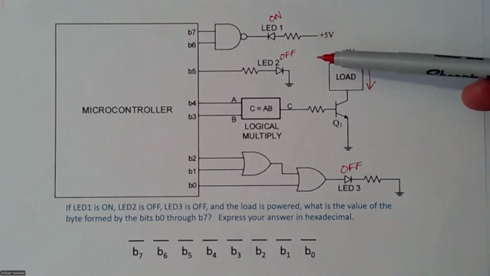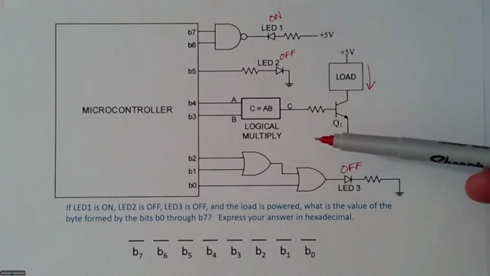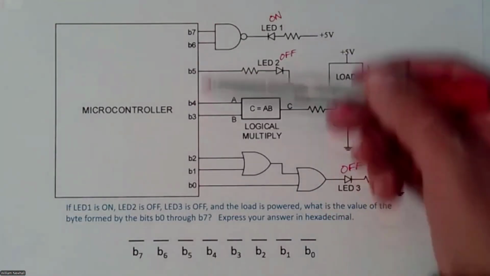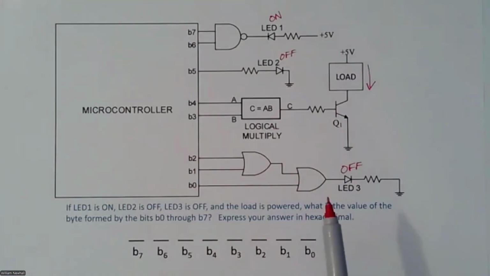Okay, so we have to figure out what these output ports of the microcontroller are set to, and then we can fill in this digital word, this byte down here, based on bit 0 through bit 7. Bit 0 is called the least significant bit. Bit 7 is the most significant bit. So that's the order of the bits in this byte.